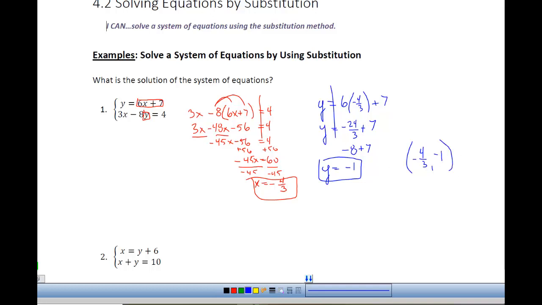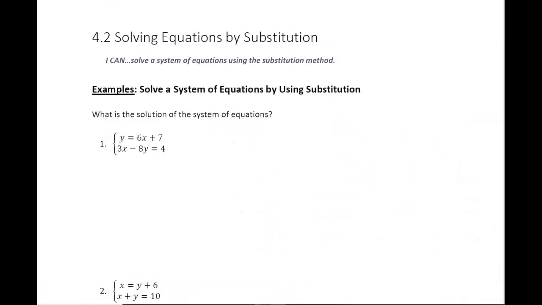So if you go back to what we were talking about in 4.1 and relate this, if I graph this line and I graph this line, this would be the point at which they would coincide or exist together, where they would intersect. Okay, so we're essentially doing the same thing, but we're applying a different technique to find it. So instead of putting them on a graph, now we're using a substitution method to find where that point of intersection would be. So let's look at number 2.